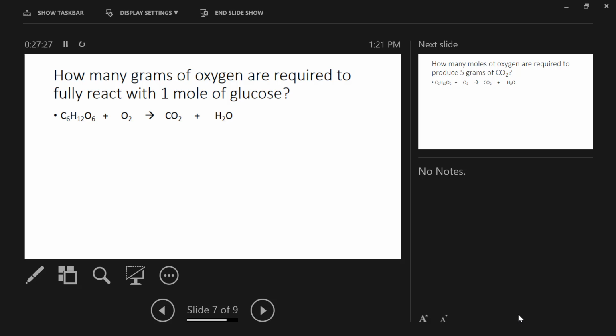Right? And then we'll do 1 times 6 is 6. 6 times 32 is, I believe, 192. And then these are all 1 down here, so we don't need to divide anything away. It requires 192 grams of oxygen to react with 1 mole of glucose. It's a lot of oxygen.